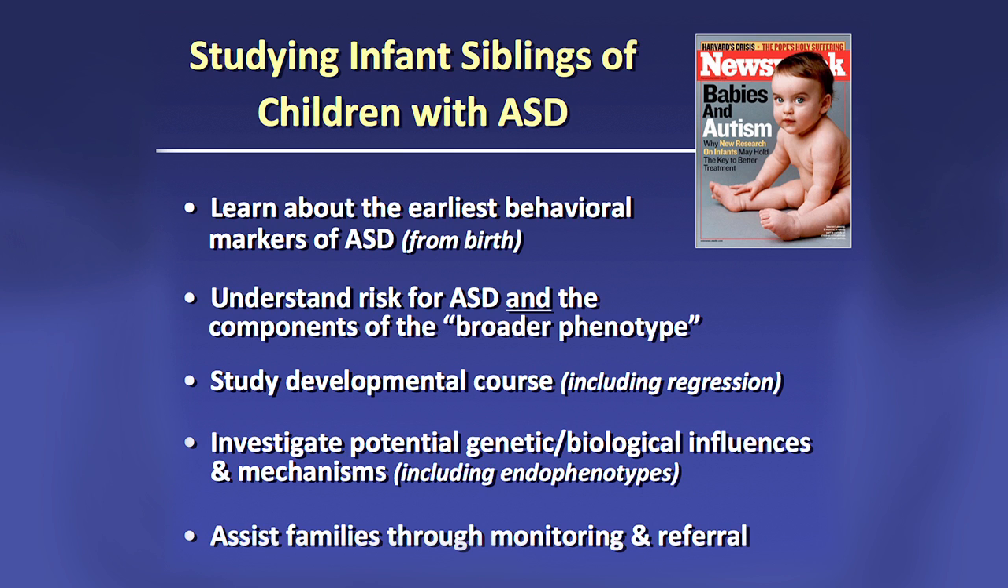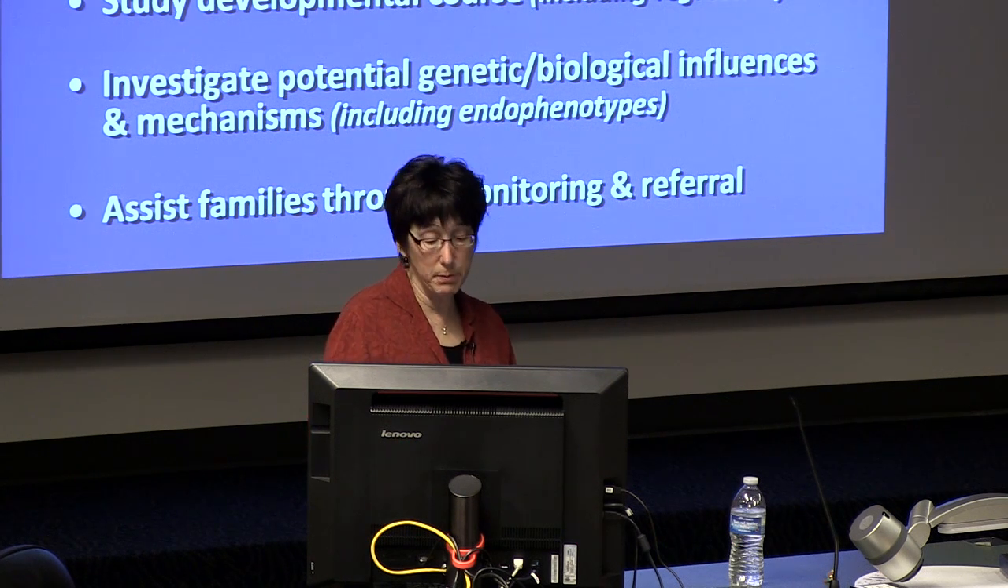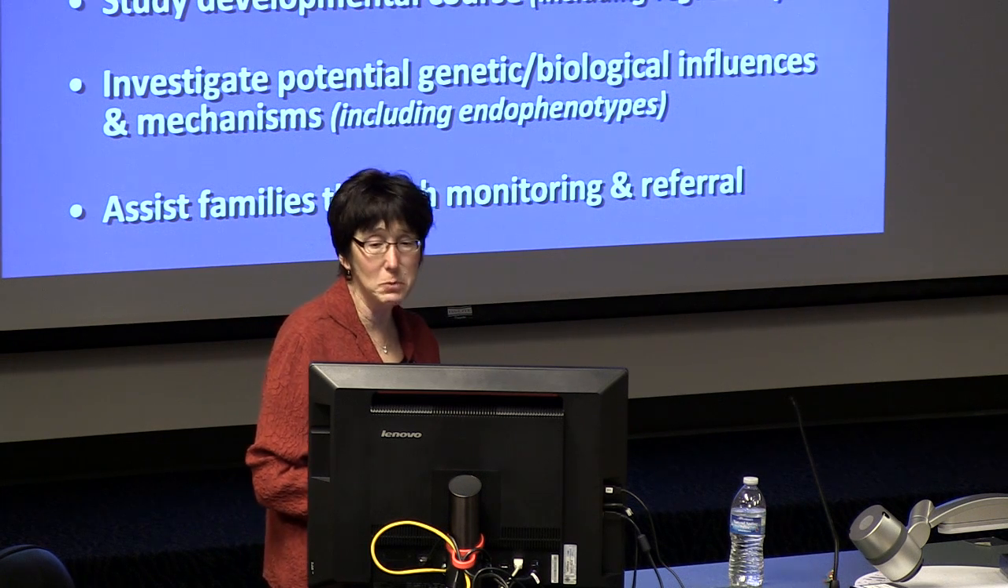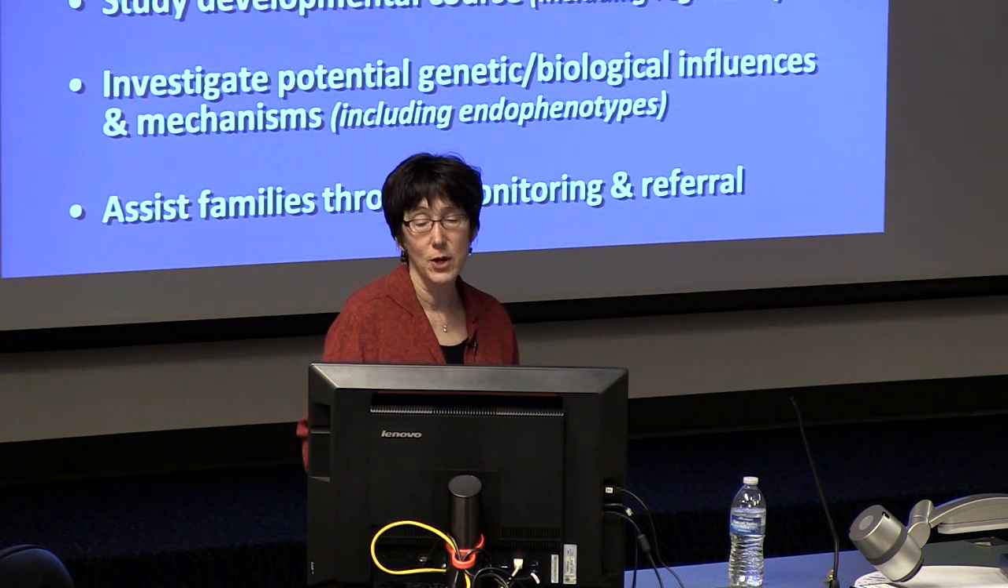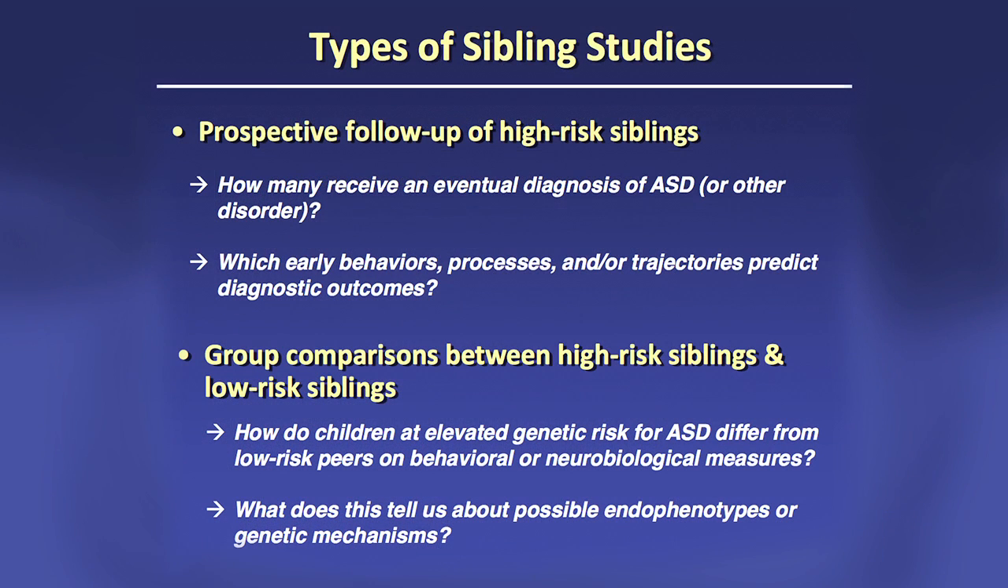And no less importantly than anything else, and more importantly actually, is that we can assist families. These are families who already have a child with autism. They know the numbers, and we can help them through research projects by monitoring the baby's development and giving them input. And if we're concerned about some behaviors, we can let them know, and they can start seeking services early. So it's a good thing. And this baby, by the way, was one of our babies at Vanderbilt, who came into her five-year follow-up evaluation holding the Newsweek magazine. So that's a happy story.